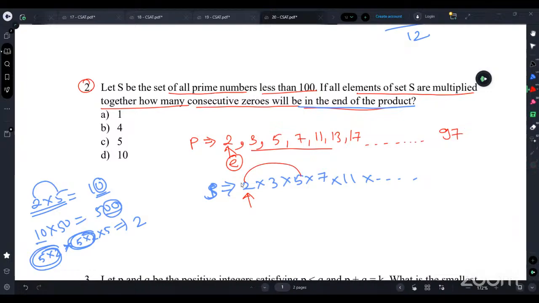So number of zeros in the product, in the end, it will be only one pair, one zero, right? So if you multiply all these numbers together, in the end, you will have only 1 zero, right? Only 1 zero. So in this case, option A becomes the correct answer.